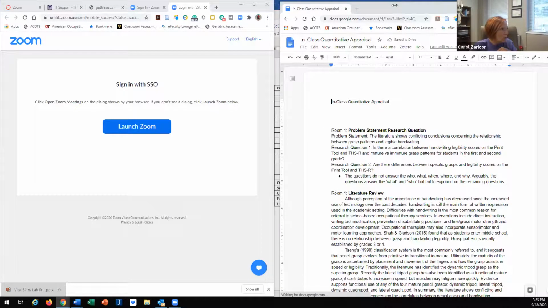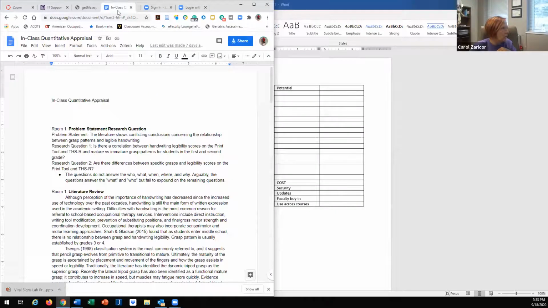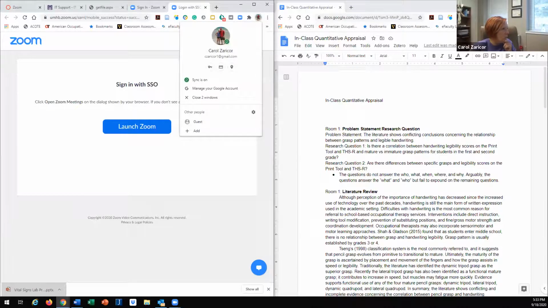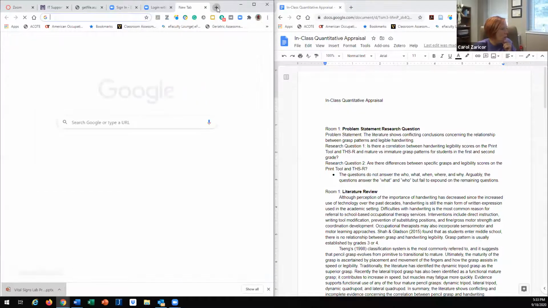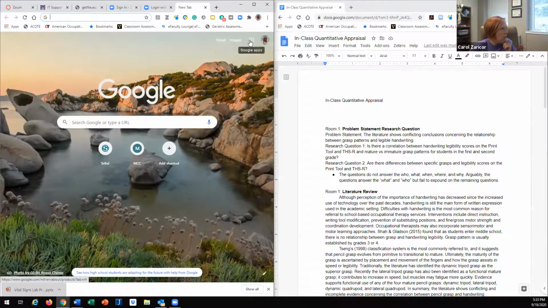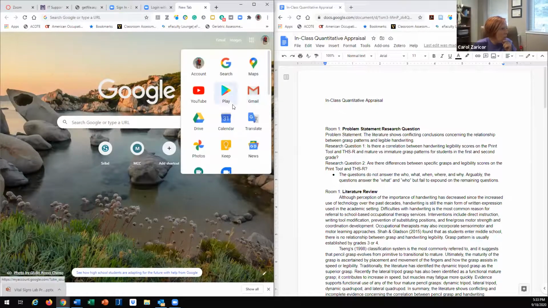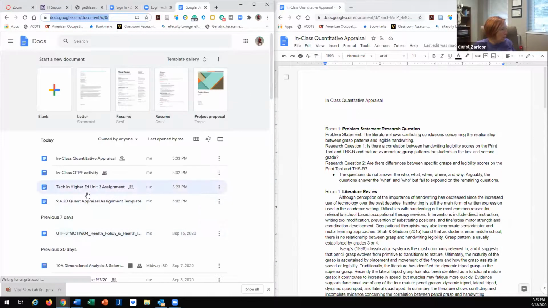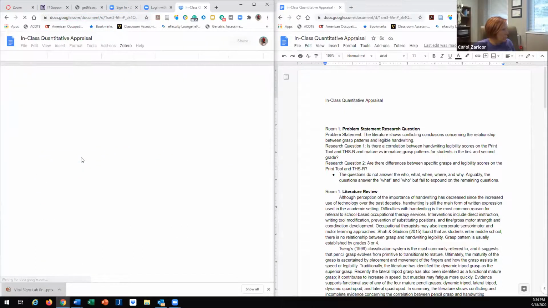And I'm going to pull that one out, and maybe it won't let me do that. Okay, so there's more than one way to skin a cat. I am going to go into Google again, and I'm going to go to my docs. Here we go. And I'm going to open up the second one, which is the quantitative appraisal.